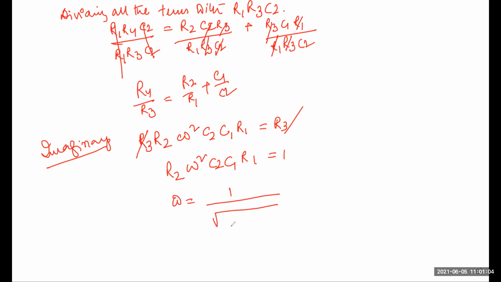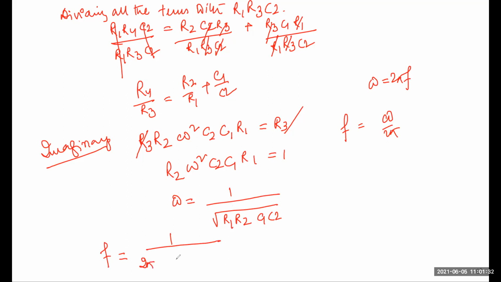That will be root over, you need the frequency, right? So R1, R2, C1, C2. Omega we also know is 2 pi f. Clear? So f we can write as omega by 2 pi. You know omega, so just put the value of omega here. So we can write 2 pi and put the values R1, R2, C1, C2.